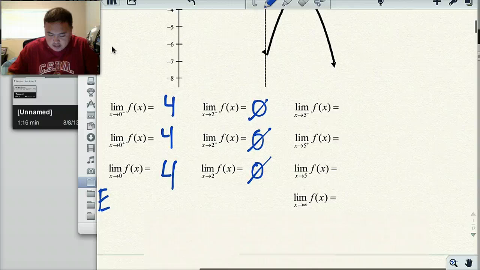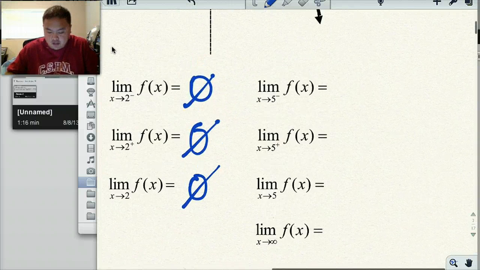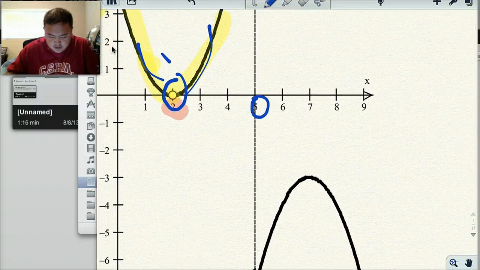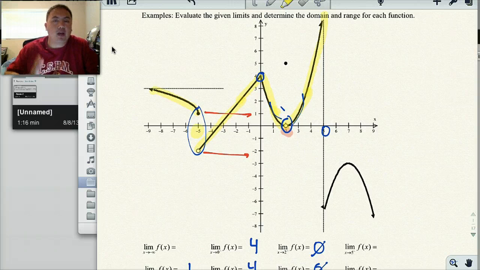And then our last example, 5 minus, 5 plus, and 5 in general. So let's go over to where x equals 5. Let's trace some lines. From the left of 5, this line goes all the way up, and there's an arrow to tell me that it's going all the way to positive infinity. To the right of 5, if I trace my line, it goes all the way to negative infinity because it has an arrow going all the way down.